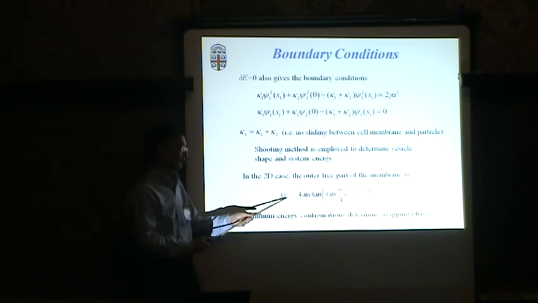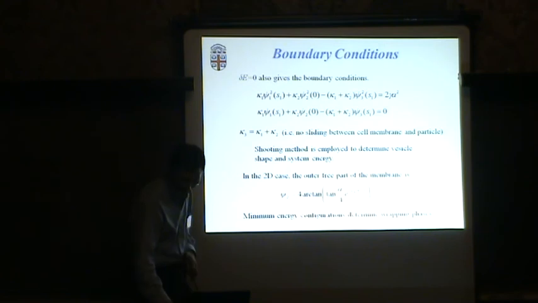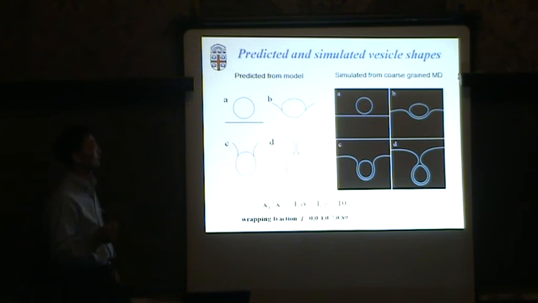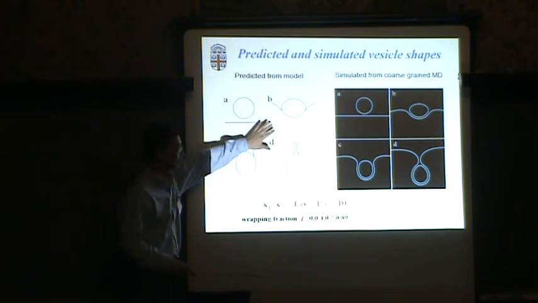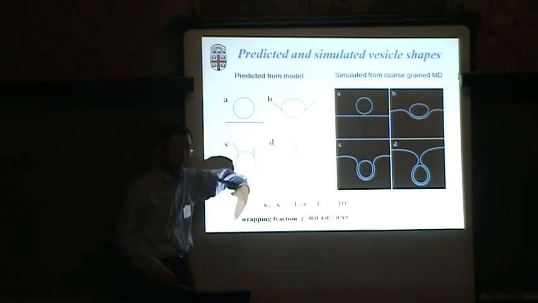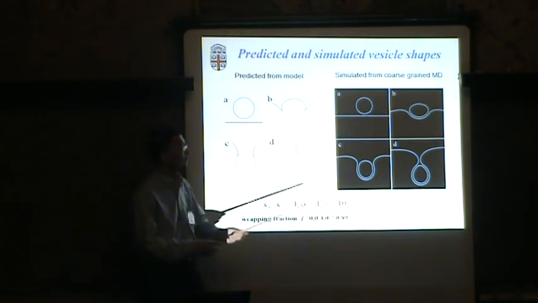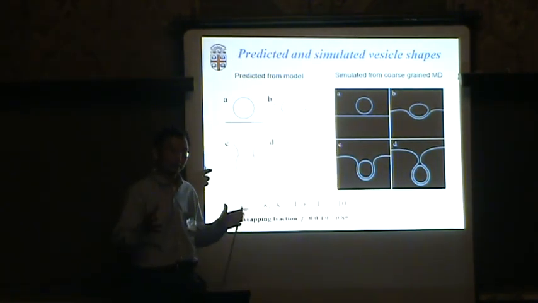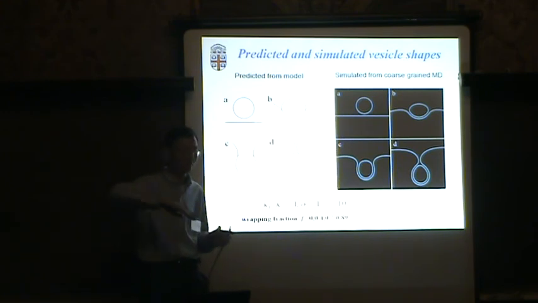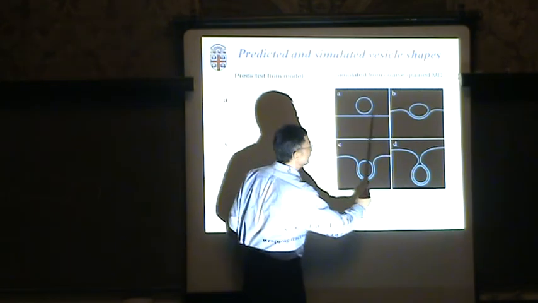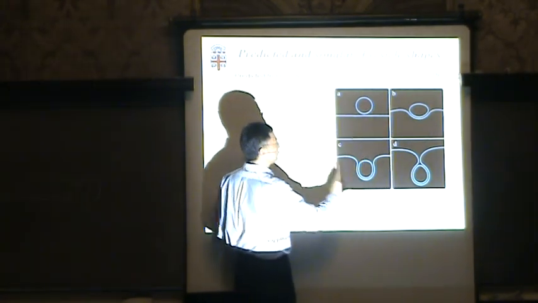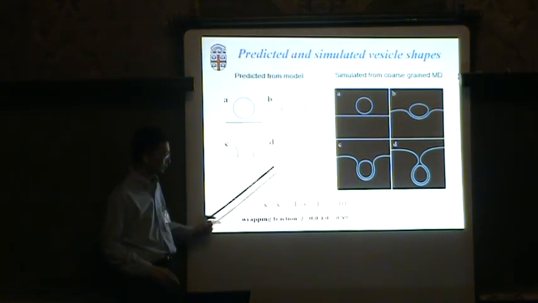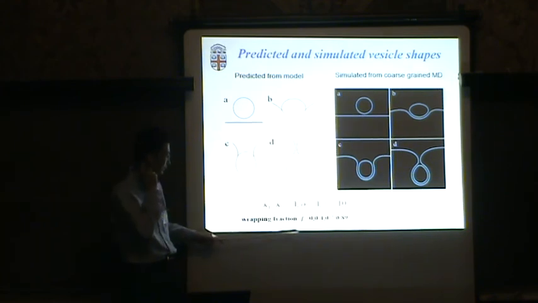In the 2D case, there's some analytical solution available. Here are the predicted and simulated vesicle shapes. Here's a model where we just perform mathematics and calculate these vesicle shapes. These are from coarse grain MD simulation. We can also develop a coarse grain MD to describe how the vesicle and membrane interact. That's our coarse grain model for the membrane and for the vesicle. With the MD simulation, we check against the calculated shapes. They agree very well.